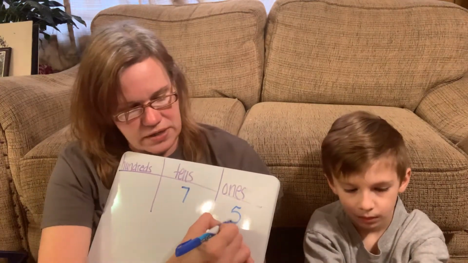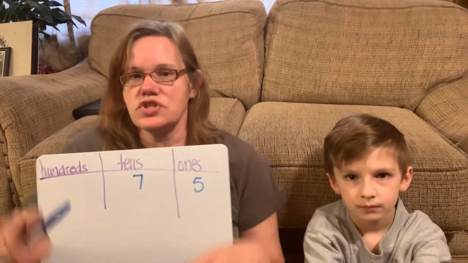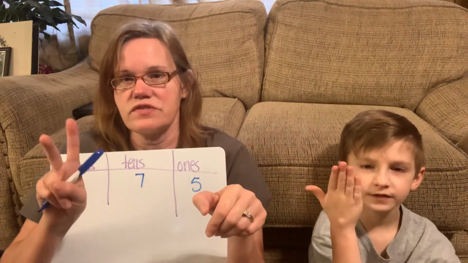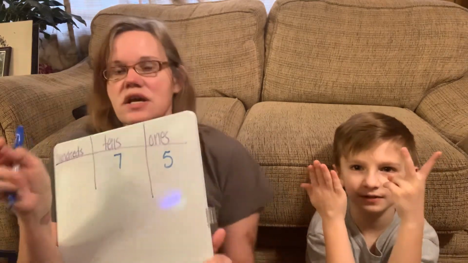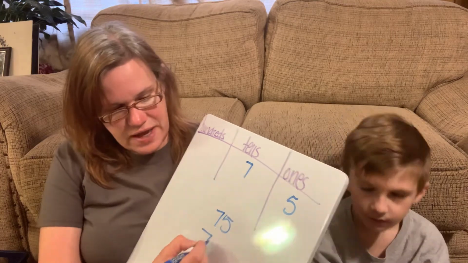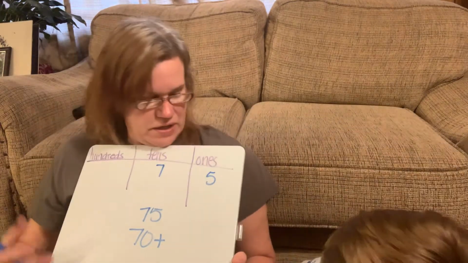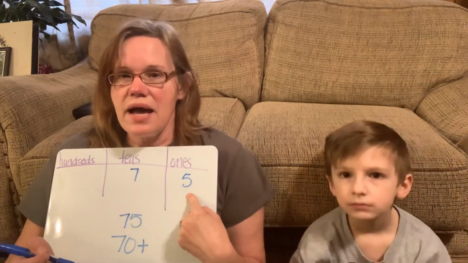It's in the ones. So if I have 7 tens, how much is that 7 worth? Can we count by tens? I'm sure we can. Let's see. 10, 20, 30, 40, 50, 60, 70. So that 7 is worth 70. And then I'm going to write a plus sign. Now, how many ones do I have?